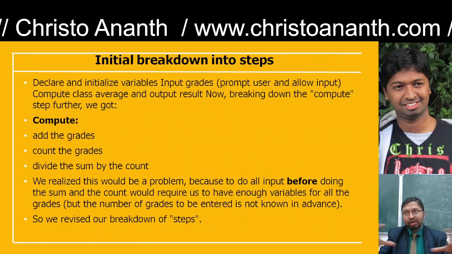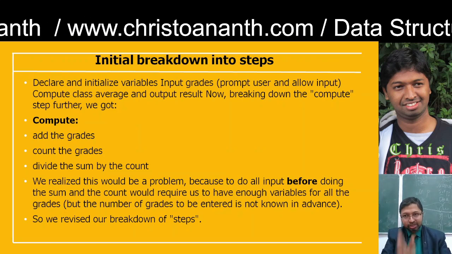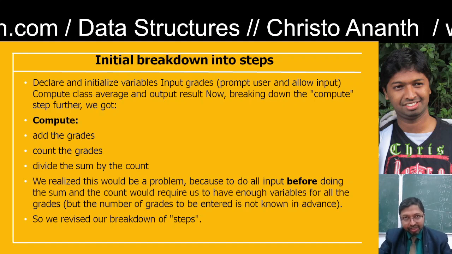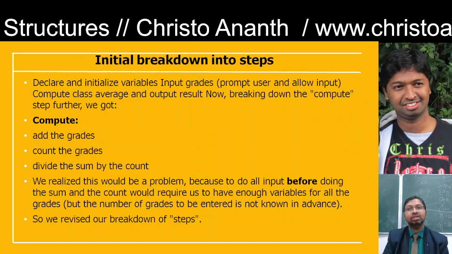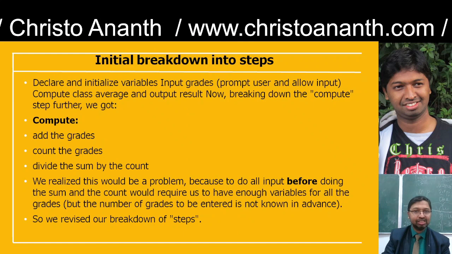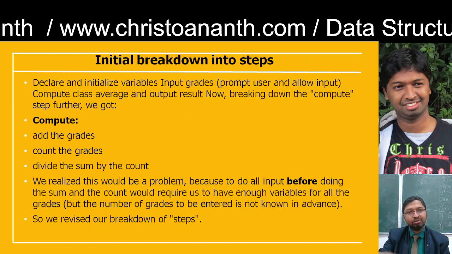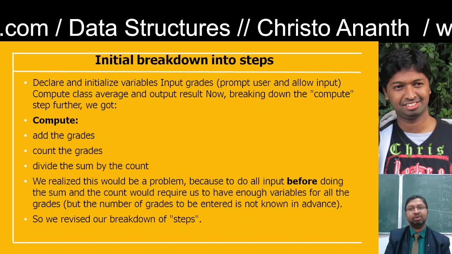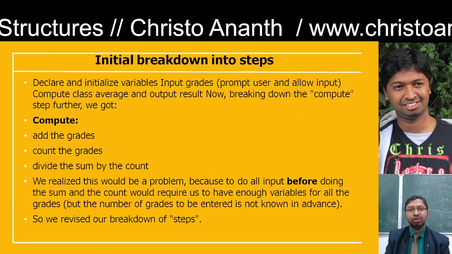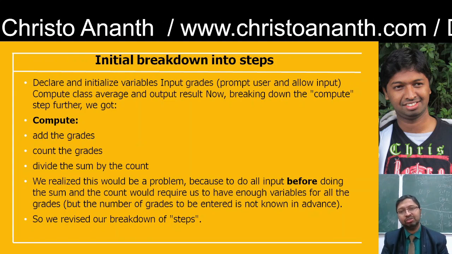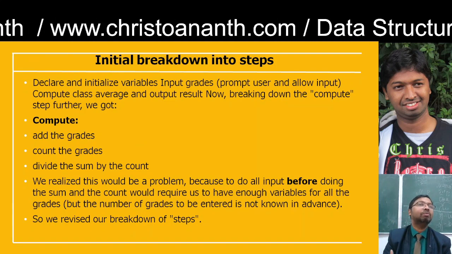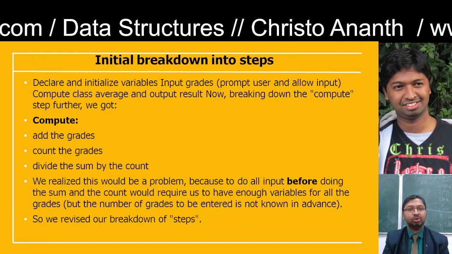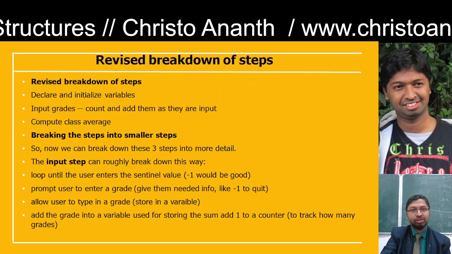Next you compute the total: subject 1, subject 2, subject 3, subject 4, subject 5, you total everything, then divide by 5, then you output the result. So you add the grades, you count the grades, divide the sum by the count. Still, it's a problem, because we do all input before doing the sum and the count, so that will require many more variables. So variables have to be designed. So we revised our breakdown of steps. This is what we are going to do.